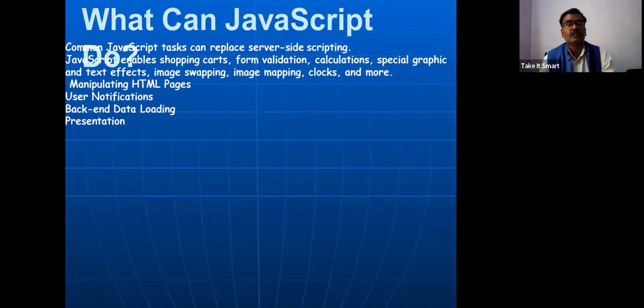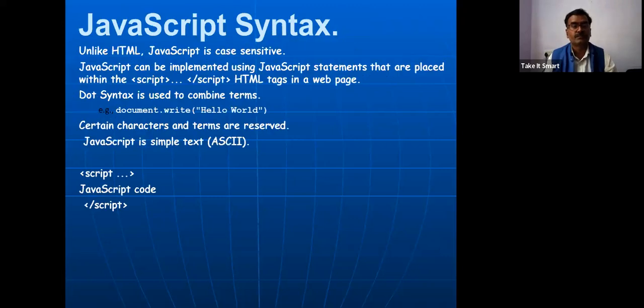Fine. Text effects, image swapping, image mapping, clock, and many more ways of manipulating an HTML page can be done using JavaScript. Fine. Unlike HTML, JavaScript is case sensitive. So what do we mean by case sensitive? Here, capital and small letters are considered different. If you declare a variable in small letters, you have to use it in small letters. If you use capital, you won't get the value or you lose the value.